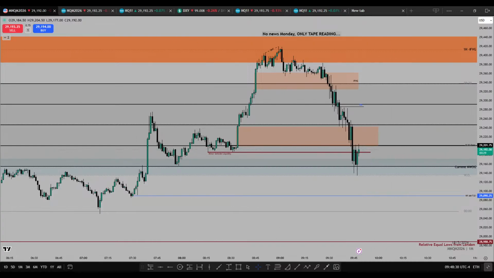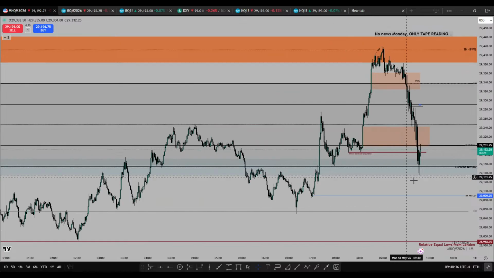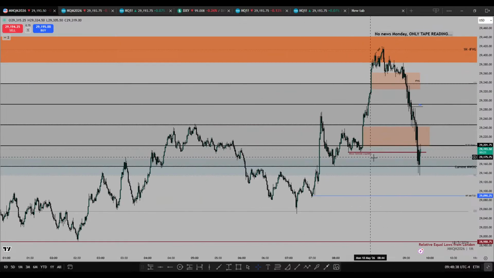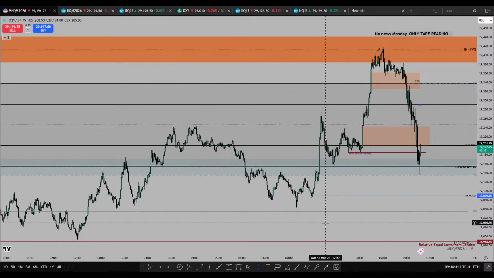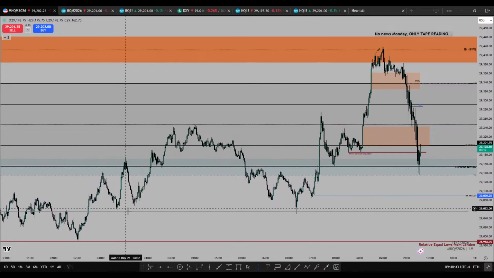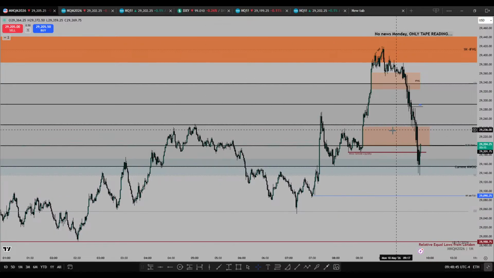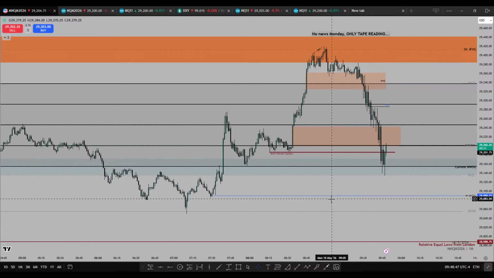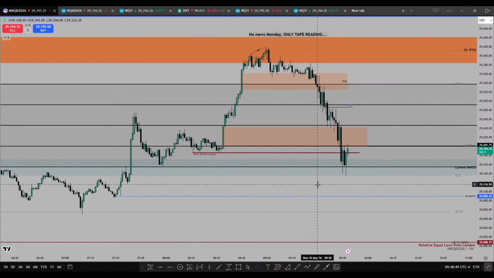Okay. Little bit of divergence like this. Something like this. But that's the last thing on the list. You don't need divergence and bullshit. Relative equal lows here. Inversion. Opening range gap पूरा तो भरा. 80% of the time they do it before 10 a.m.